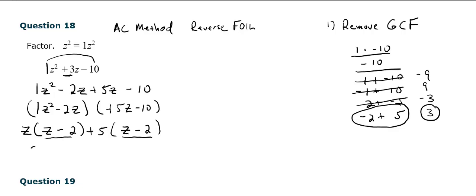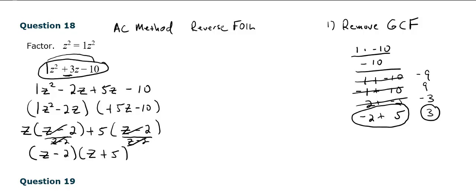So next, we take out our greatest common factor, which is the z minus 2. And when we divide that out of each, that gives us a z plus 5. So z minus 2 times z plus 5, if we were to distribute, would give us z squared plus 3z minus 10. So you can always check your answer by using the distributive property.